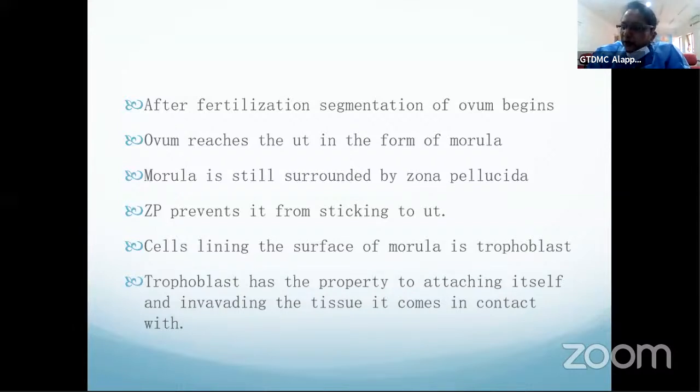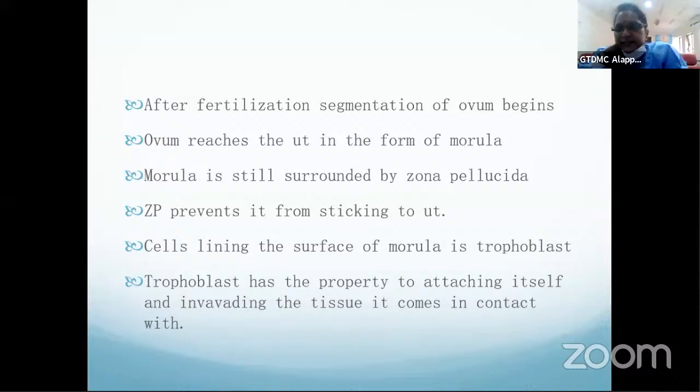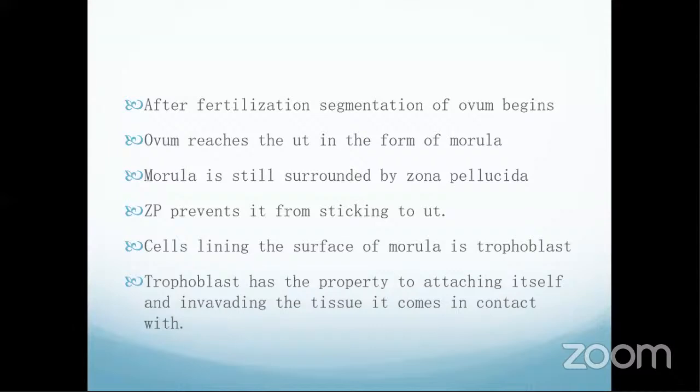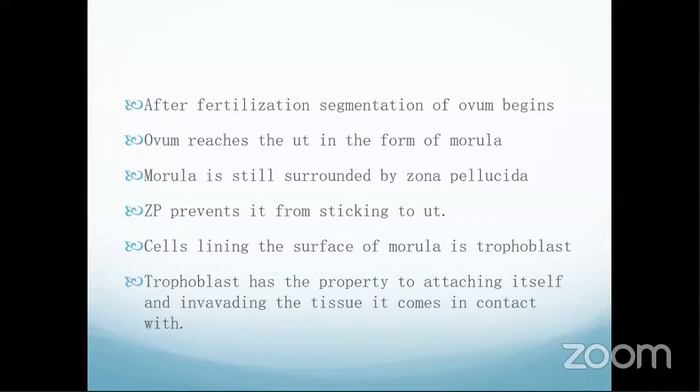So, as you know, after fertilization, the segmentation of the ovum begins. At which stage does this fertilized ovum reach the uterine cavity? It is in the morula stage, that is the 16 cell stage, that you all know. And that morula is still surrounded by the zona pellucida. Can you remember these things from your embryology classes?